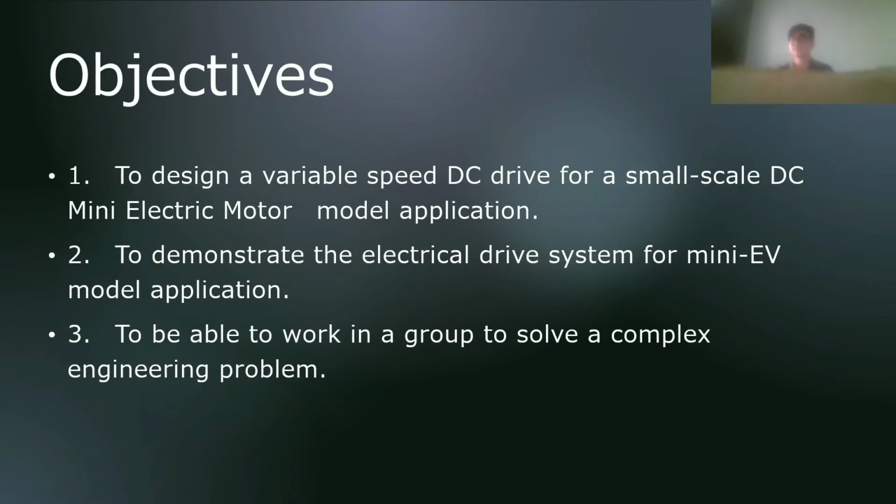Next, for the objectives of our project. There are several objectives that we wish to attain during the entire course of this project. First, to design a variable speed DC drive for a small-scale DC mini electric motor model application. Secondly, to demonstrate the electrical drive system for a mini EV model application. And thirdly, to be able to work in a group to solve a complex engineering problem.